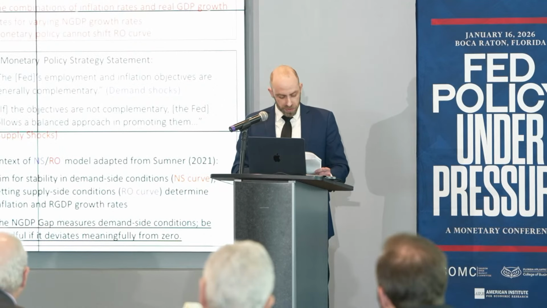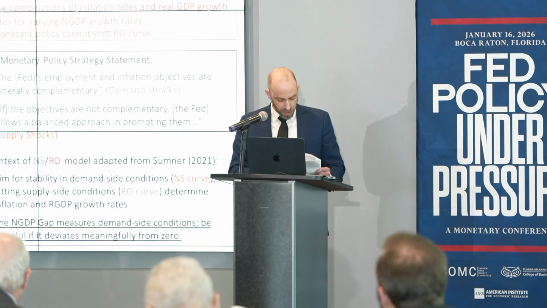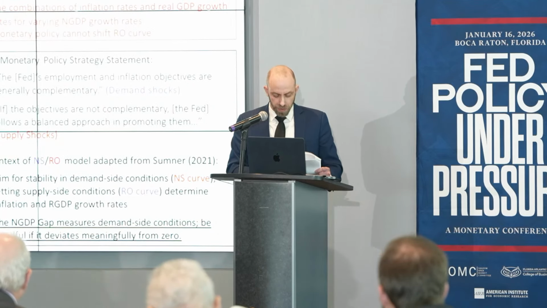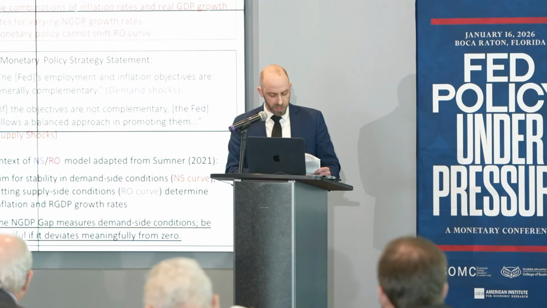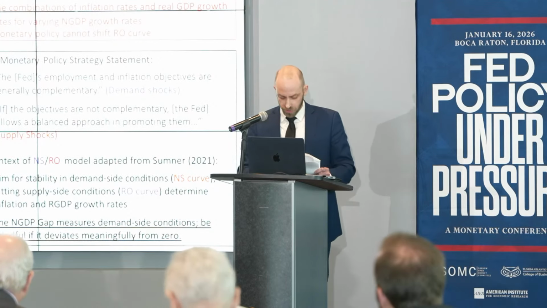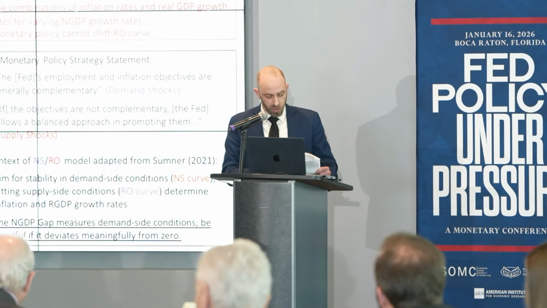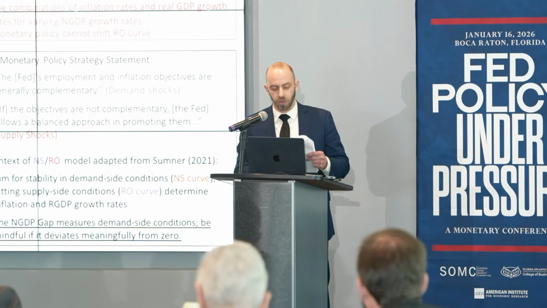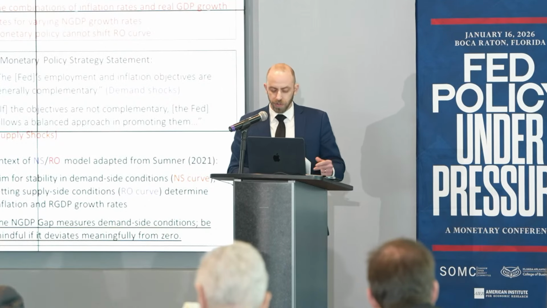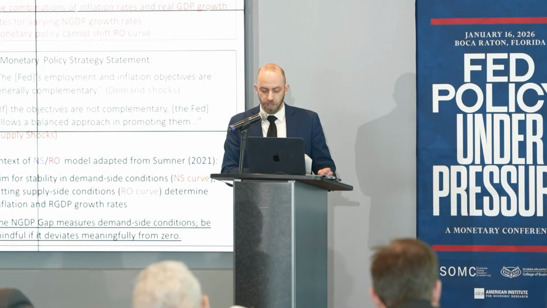So, turning back to the Fed's statement, it notes that its employment and inflation objectives are generally complementary. That is, inflation and real GDP move in the same direction. This references demand-side shocks that can be measured by rising and falling NGDP growth rates. The non-complementary cases, in which inflation and real GDP move in opposite directions, reference supply-side shocks over which monetary policy cannot control. Suppose, for example, there is a negative supply shock which increases inflation and slows real GDP growth.